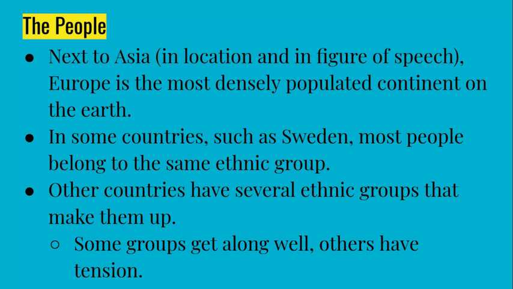In some countries, such as Sweden, most people belong to the same ethnic group. So there are a lot of people that look similar in Sweden, same skin tone, and it's just because of the way that country developed over the years. Other countries, though, have several ethnic groups that make them up, and some groups get along well with others, and then others do have tension. So it's kind of like some countries do have what we're experiencing in America with some ethnic group tensions.